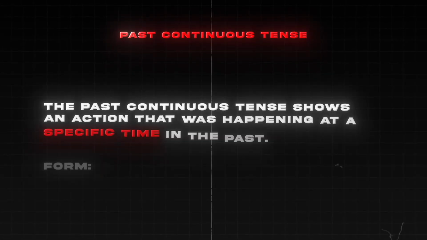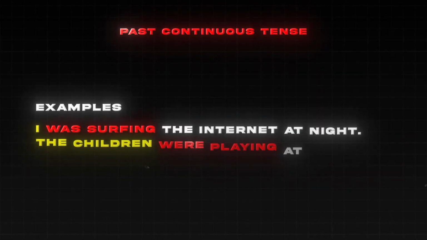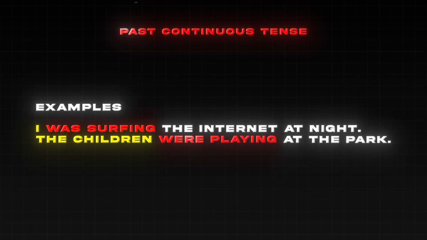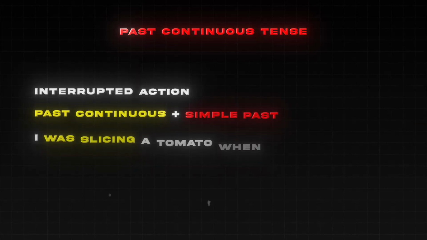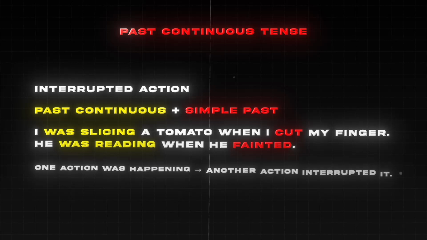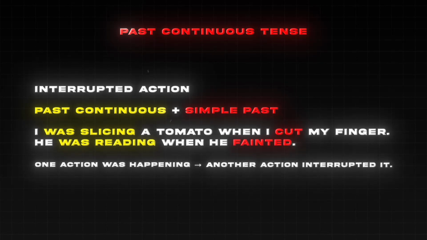The past continuous tense shows an action that was happening at a specific time in the past. Examples: I was surfing the internet at night. The children were playing at the park. Interrupted action. Examples: I was slicing a tomato when I cut my finger. He was reading when he fainted.